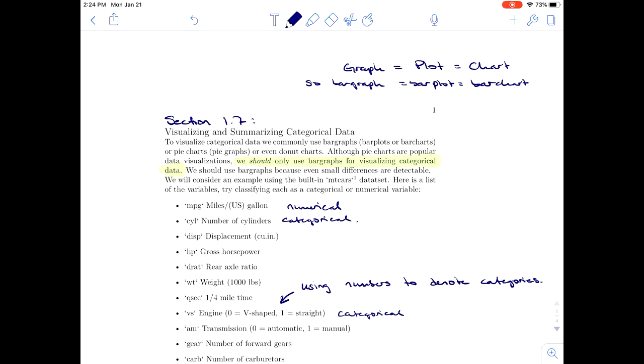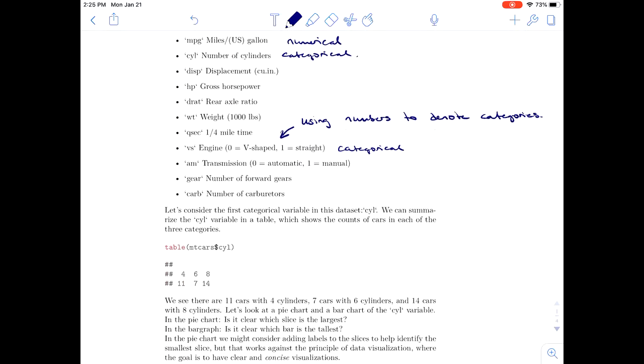So remember, we're dealing with categorical data, right? And so let's look at the cylinder variable. First thing we can do, just to summarize it, we can make a table. And here, as promised, let's talk about, so I have this R code in here.